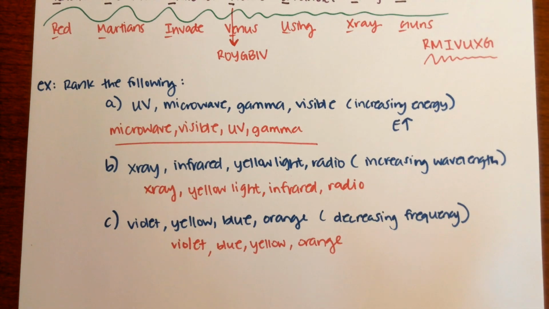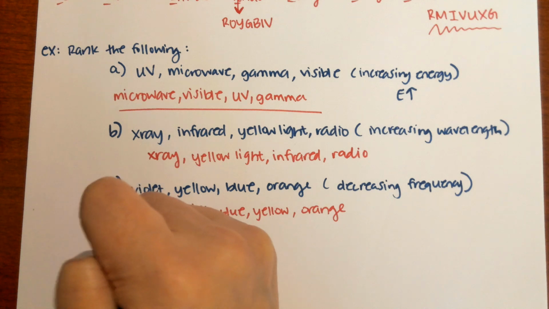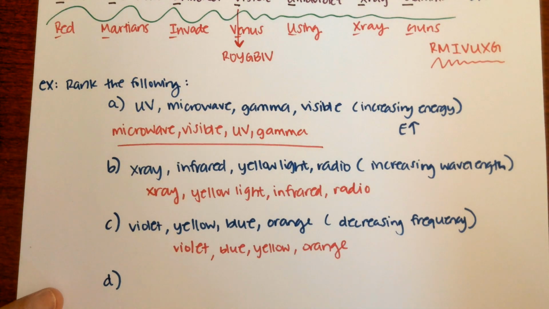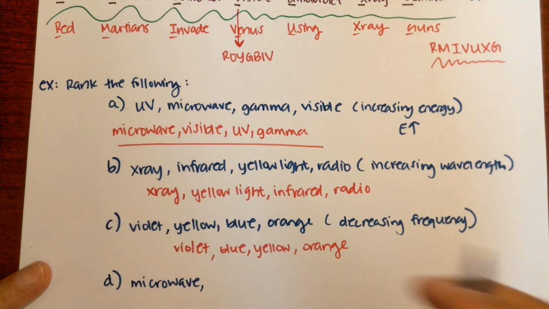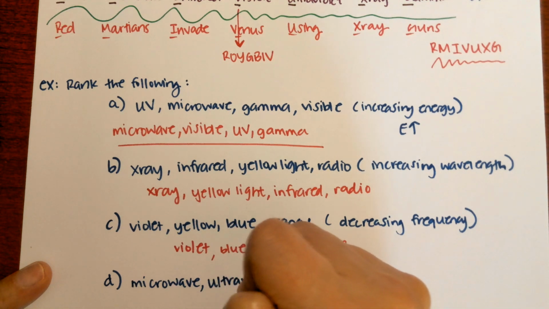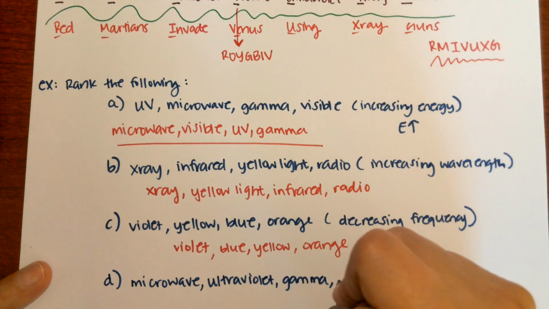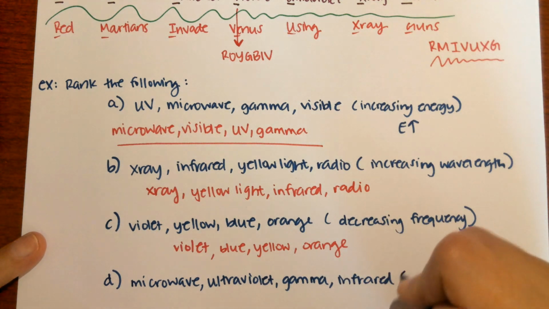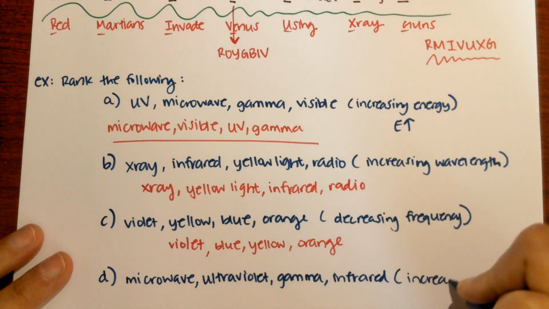Alright, so I'm going to give you one more example. I'm going to mix it up a little bit, and I want you to try this on your own. I'm going to add colors, all of that. So I'm going to give you microwave, ultraviolet, gamma, infrared. And I'm going to give this to you in increasing frequency.